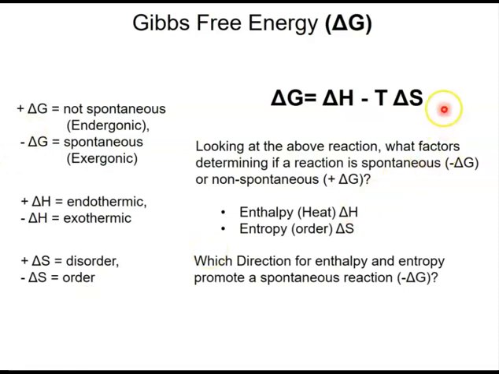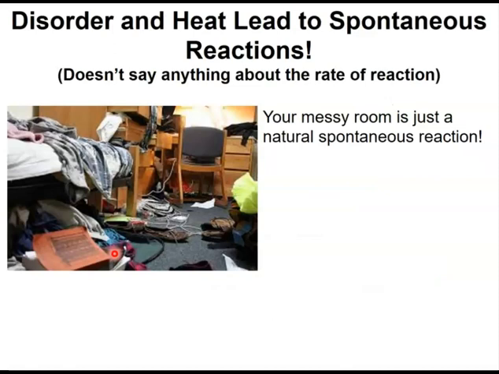The idea here is that we want this to be a negative value. Positive changes in the entropy are going to reduce this value, right? Because it's a more negative value then. And that's going to promote spontaneous reactions. We're going to want to create more disorder. And what does that mean? Let's look at what entropy means. Disorder and extra heat lead to spontaneous reaction. It doesn't say anything about how fast it's going to happen. It's just what is the probability that a chemical reaction is going to happen.